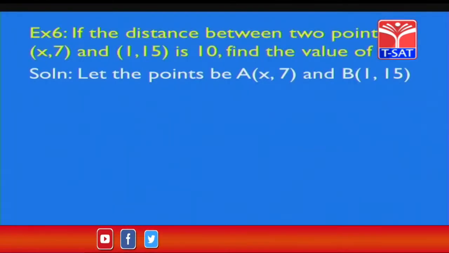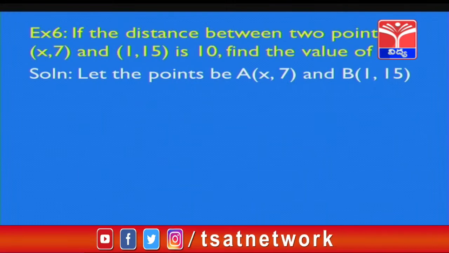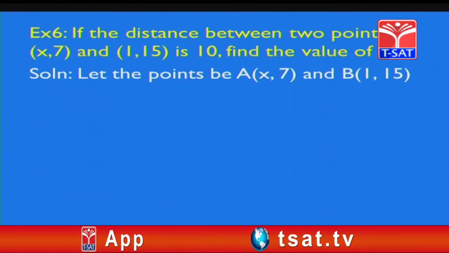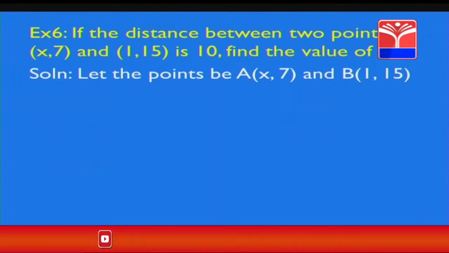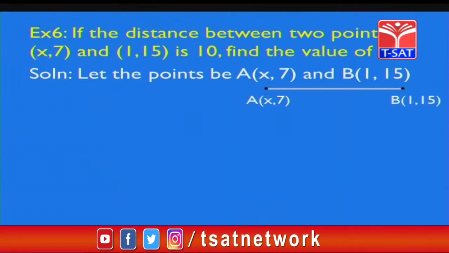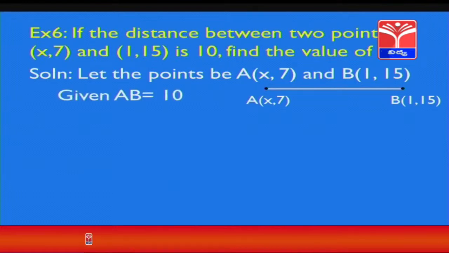If the distance between two points (x, 7) and (1, 15) is 10, find the value of x. What is given to us? We are given 2 points and also the distance between them, but we are asked to find the missing coordinate. So, for that, first let the points be A (x, 7) and B (1, 15). So, let us actually draw the relevant figure for that.